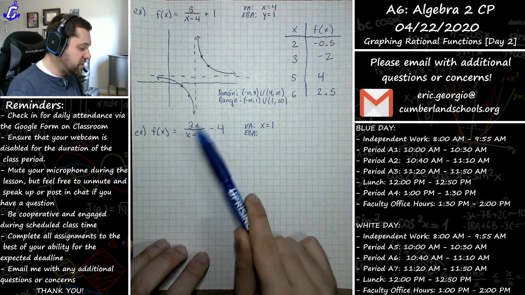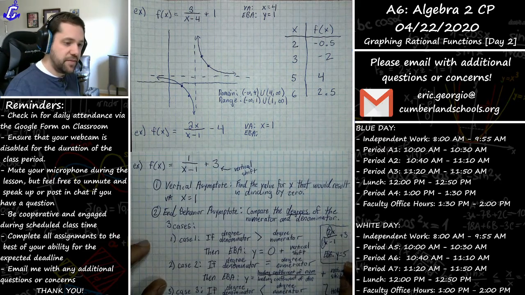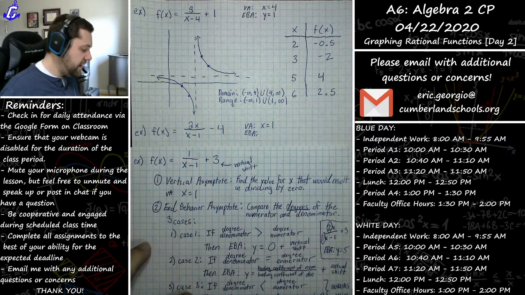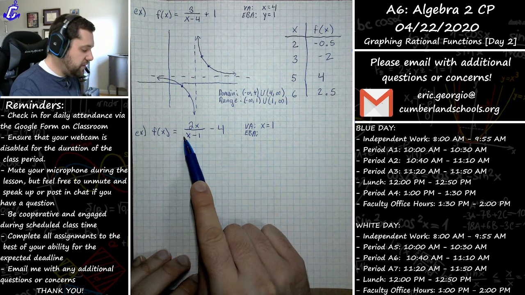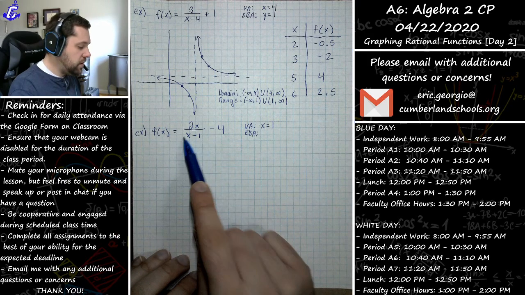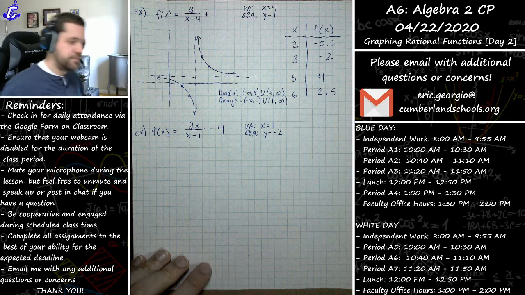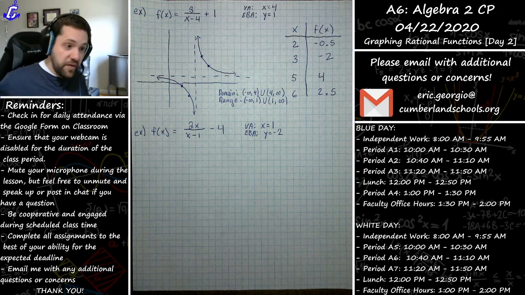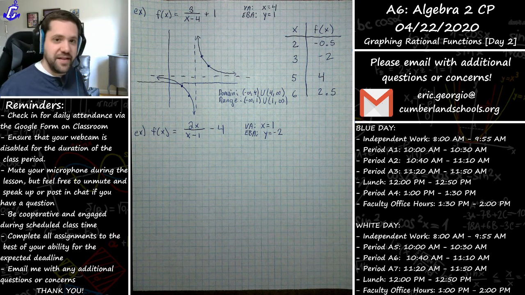So I have the same degree in the top and the bottom. When I have the same degree in the top and the bottom, I want to go ahead and take the leading coefficient of the top divided by the leading coefficient of the bottom and tack on the vertical shift. Leading coefficient of 2 divided by leading coefficient of 1. 2 divided by 1 is 2. Minus 4 is negative 2. Okay. Does everybody understand and see, hopefully, why the end behavior asymptote is -2?